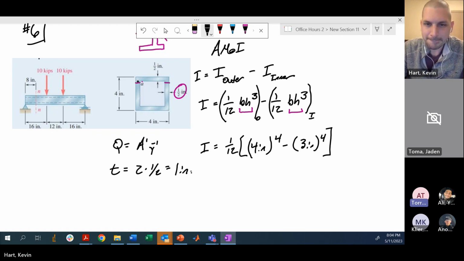Clear? Yeah. I just wanted to make sure. Yeah, I wrote it that way in the solution just so it was more clear. Okay. Thank you.